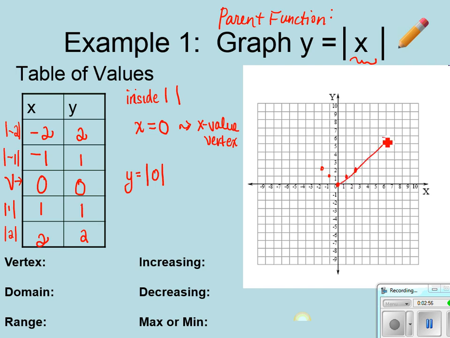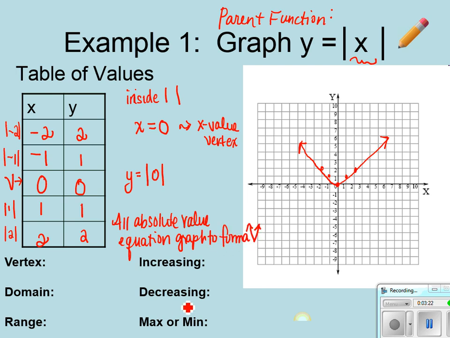And remember the key idea I just said at the beginning of the video? That value begins with V. All absolute value equations graph to form a V. And if you don't get a V, then you are not graphing these graphs correctly. So the vertex is 0, 0.